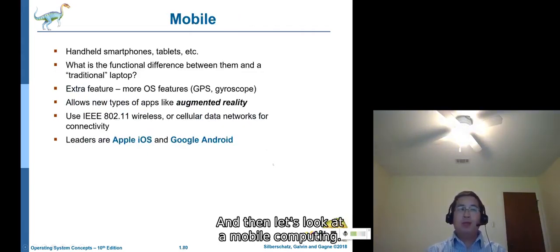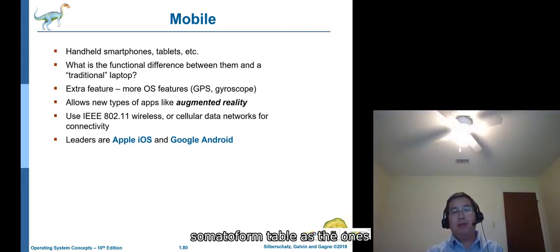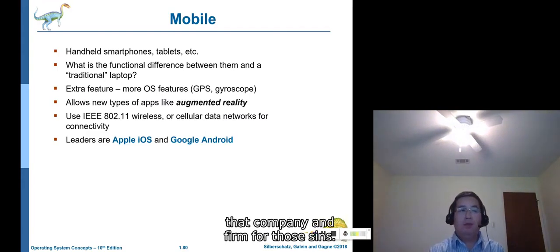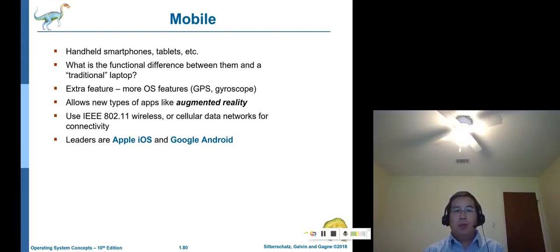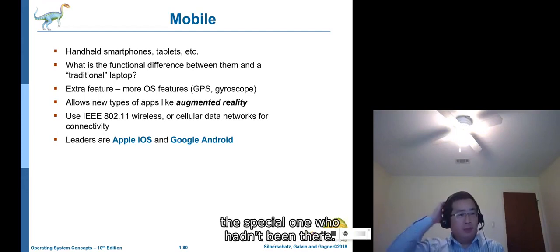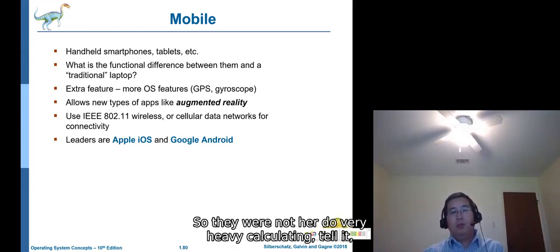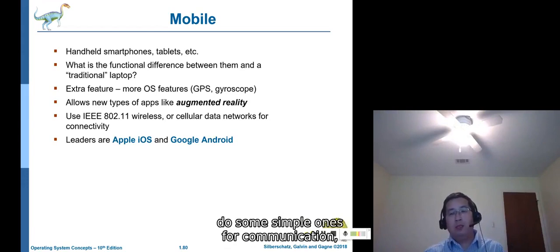Okay? And then let's look at mobile computing. Mobile computing is for handsets, smartphones, tablets, the computing environment for those things. So what's the functional difference between them and the traditional laptop? Of course, this is a special one, okay? Because it is mobile, that means you want to use it everywhere. So they will not do very heavy calculation. They will do some simple ones for communication, for easier things.